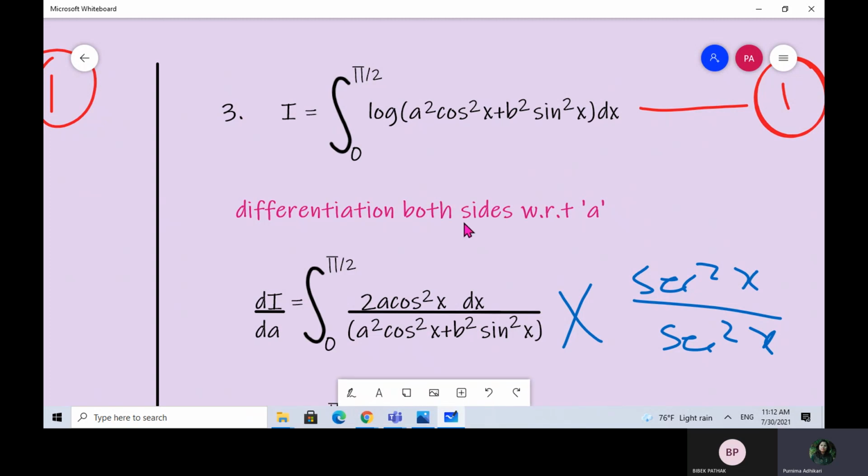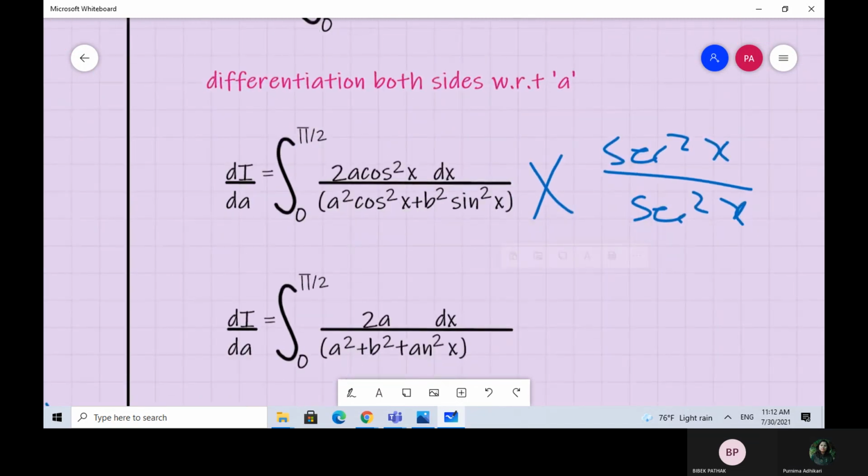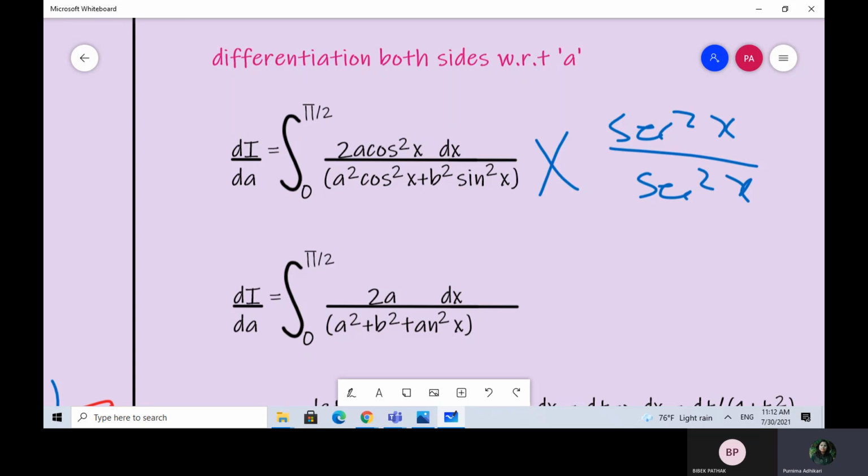Okay. Now what next? This is a standard integral, the kind you studied in 12th standard. So what are you going to do here? Here you will just multiply numerator and denominator by sec square x. What's the use of this? It is going to convert your denominator into tan. So it converts into tan.